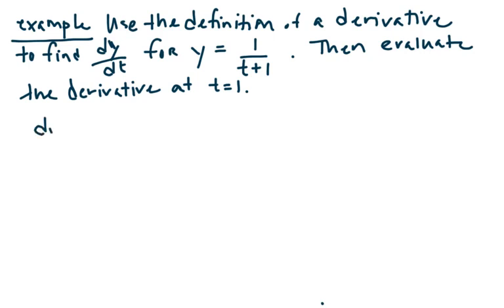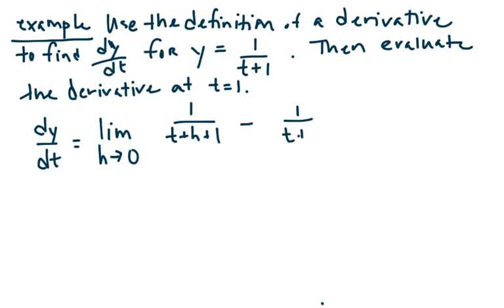So, dy dt is going to equal the limit as h goes to 0 of 1 over t plus h plus 1 minus 1 over t plus 1, all over h. And now our goal is to simplify this and let the limit of h go to 0. So hopefully you can see that we can't let h go to 0 yet, because that would cause some division by 0 in the denominator. So we need to algebraically manipulate this first.